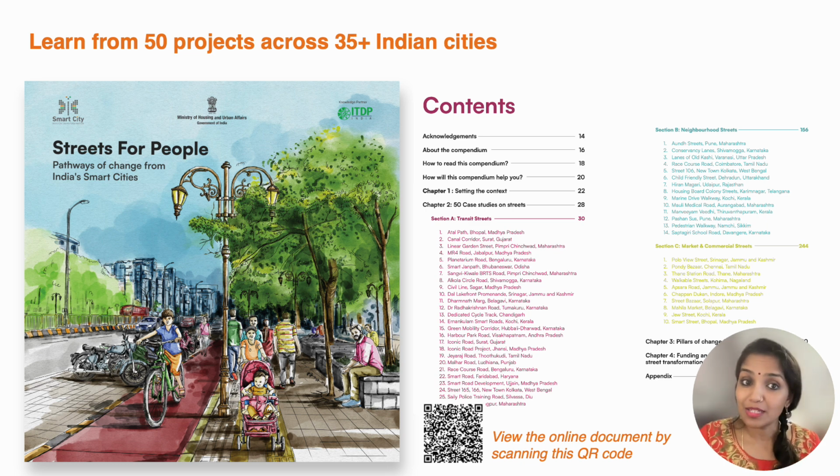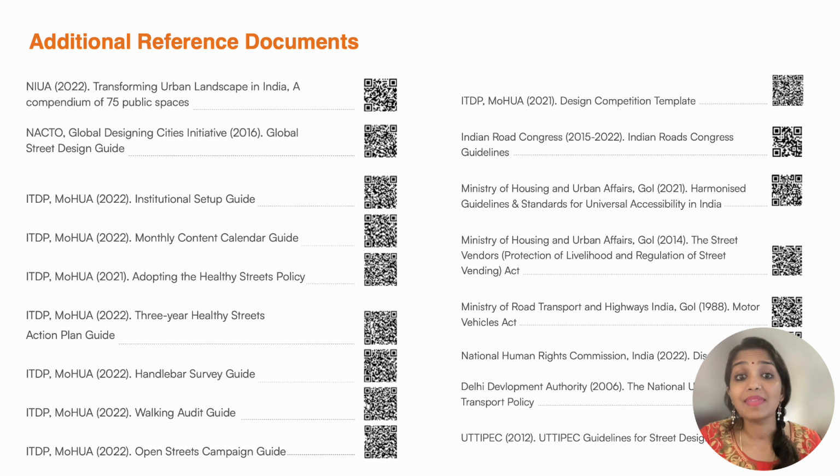Well, if you're looking for inspiration, there are 50 projects across 35 Indian cities that we at ITDP India have had the opportunity to document, working with the Ministry of Housing and Urban Affairs and the Smart Cities Mission, through the Streets for People compendium. Please do feel free to scan the QR code and use the document for your inspiration. It is also available on itdp.in, our website, for further details. Here are the additional reference documents that we have referred to in this module number 5, and I hope you'll find these modules and these references useful as well.